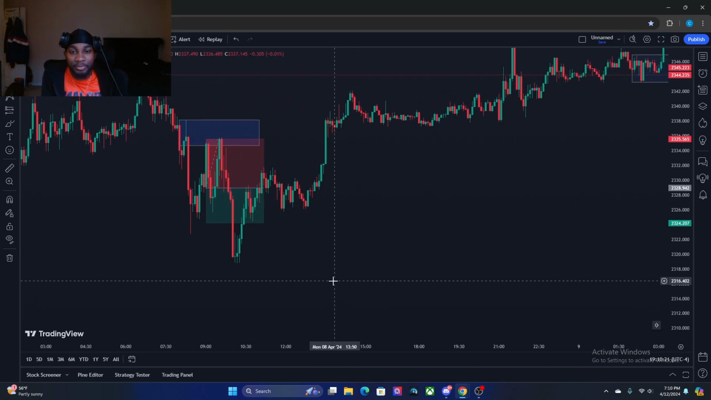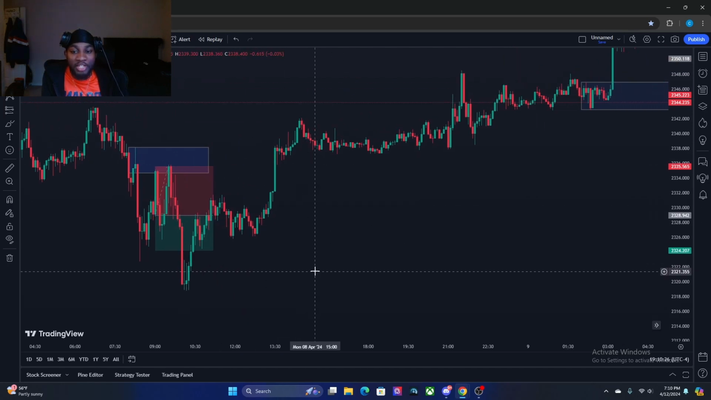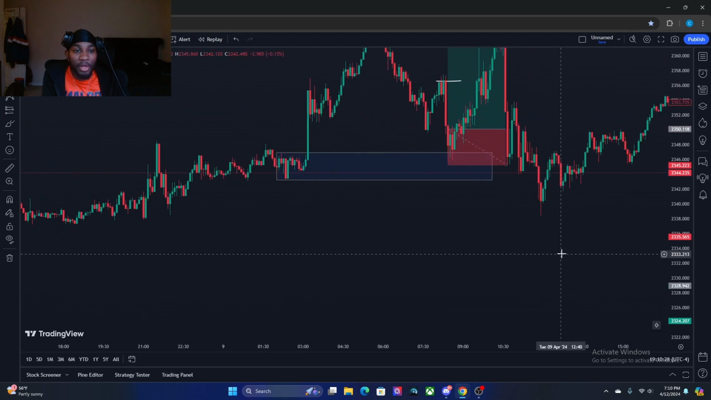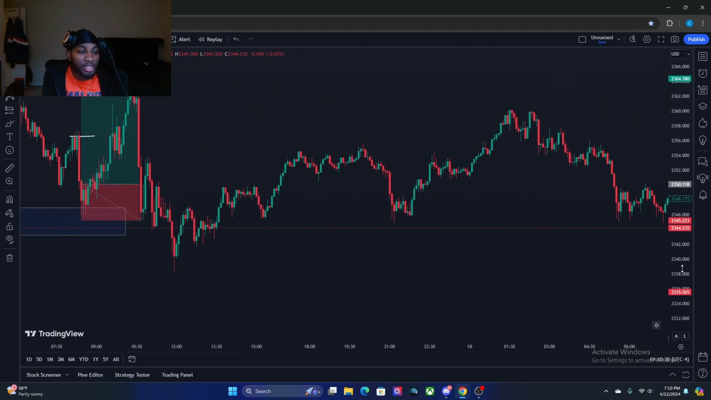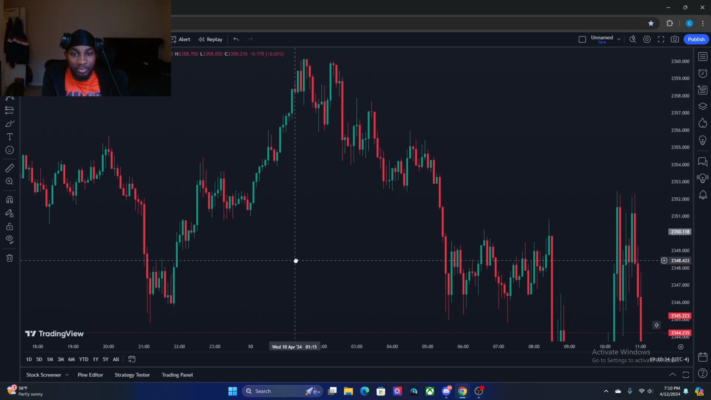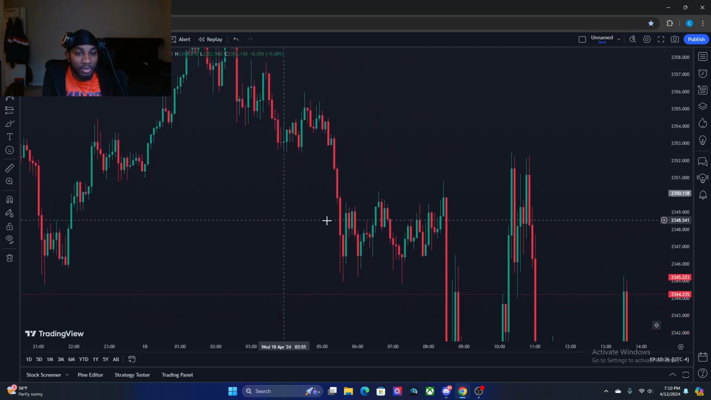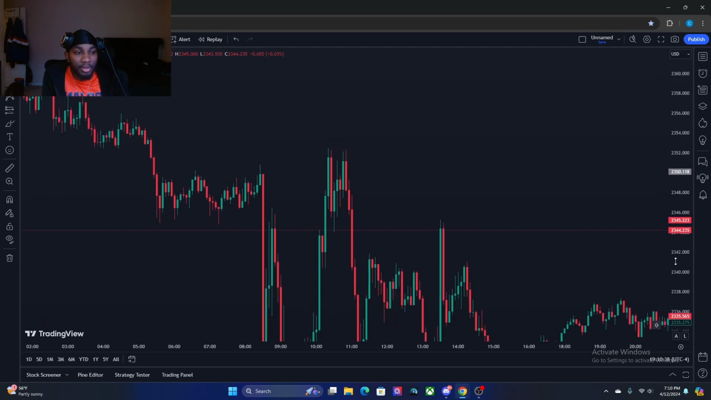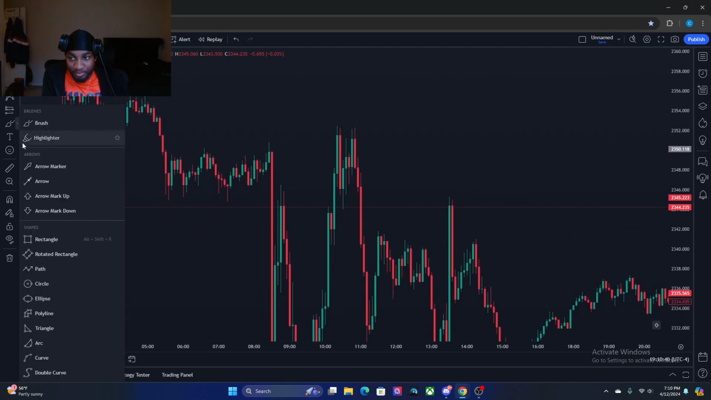But that's how you take a supply. So now, as far as when price fails, so invalid setup. This is what an invalid setup would look like right here. I just seen it. Okay, right here. This is an invalid setup right here.